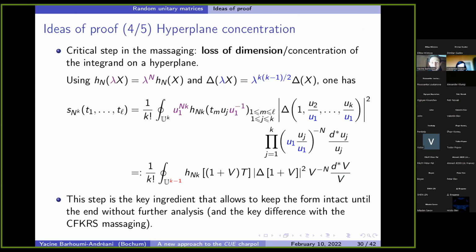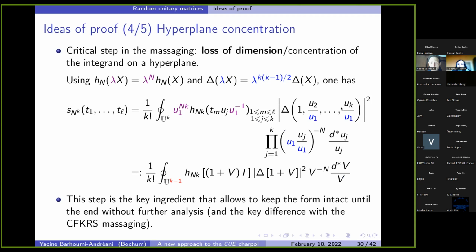So what you do then is, here you have a critical manipulation that explains why everybody gets messy with those computations and why you have very huge computations. In all those formulas of autocorrelations, the integrand concentrates on the hyperplane. So you have a loss of dimension in the formula. But because you have this H_n function that has a scaling property, and because the Vandermonde determinant has a scaling property, what you can do is to pass to projective coordinates. You see, you can divide by one of the coordinates.